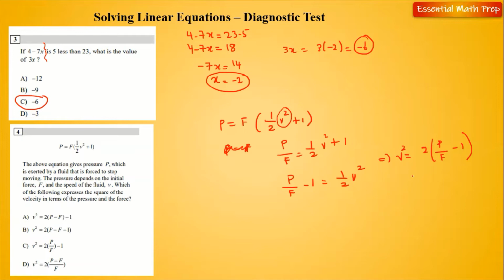Is there a choice that matches that? Or you can say 2P over F. If you take F as a common denominator, then it'll be 2 times P minus F over F, and that is the correct answer.